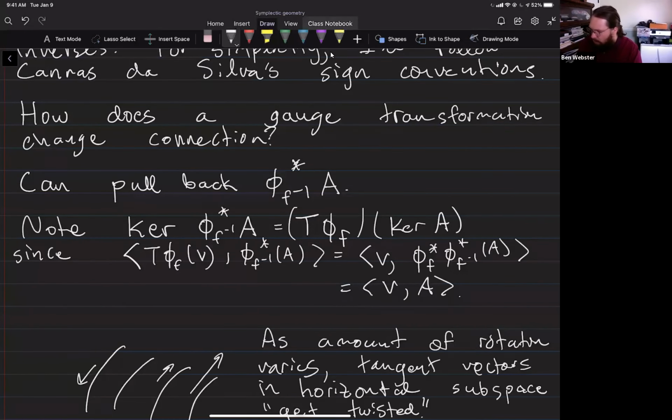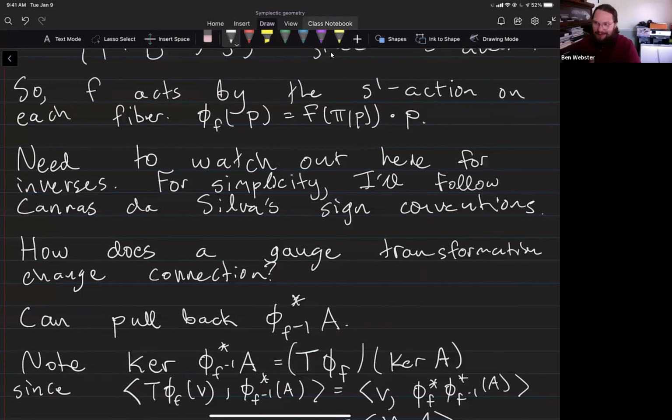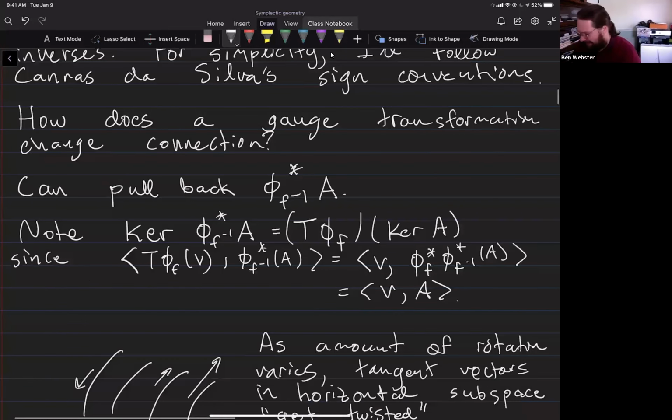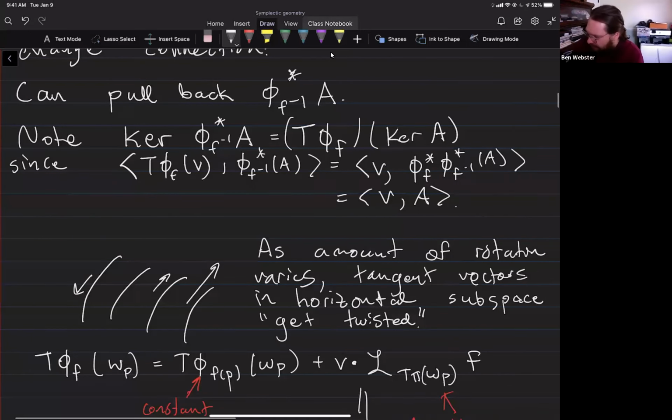So the way that a gauge transformation changes the connection, you see immediately you have to watch out for inverses. You can pull the connection form back by the transformation where I take the inverse of each group element at each point. Right, if I had stuck an inverse up above, then I could get rid of this inverse here, but I think it's better to just match Canis de Silva.